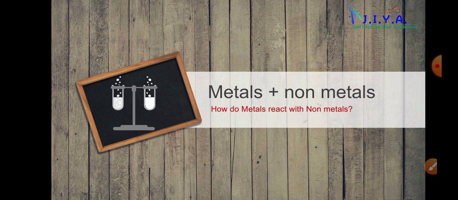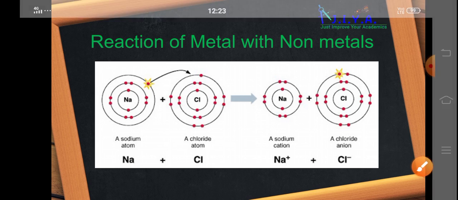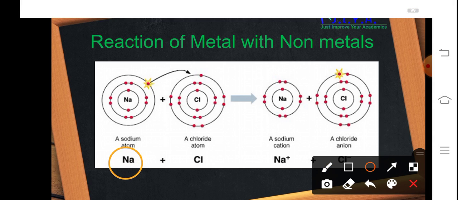Now let us talk about the reaction of metals and nonmetals. How do metals react with nonmetals or vice versa? Let us take an example of the formation of NaCl. Here in the formation of NaCl, you know that Na is a metal and chlorine is a nonmetal. So why do nonmetals and metals react? Why do they react so easily? This is because both have opposite nature. Metals are electropositive in nature, whereas nonmetals are electronegative in nature.